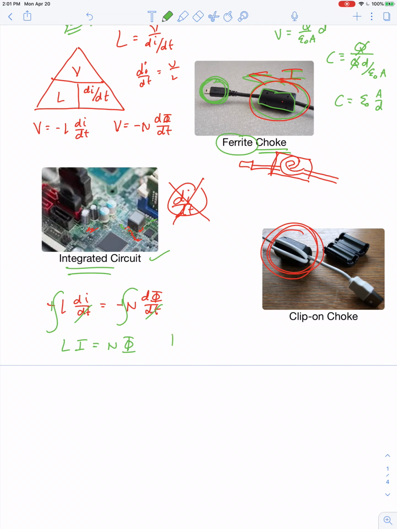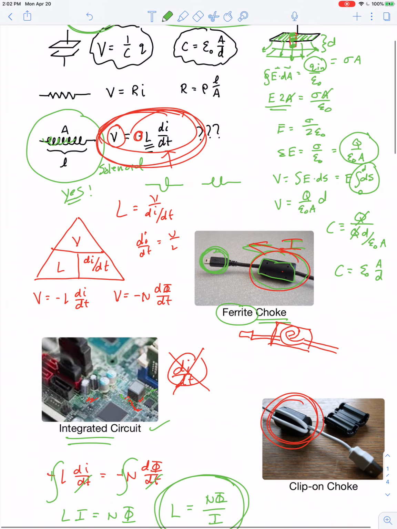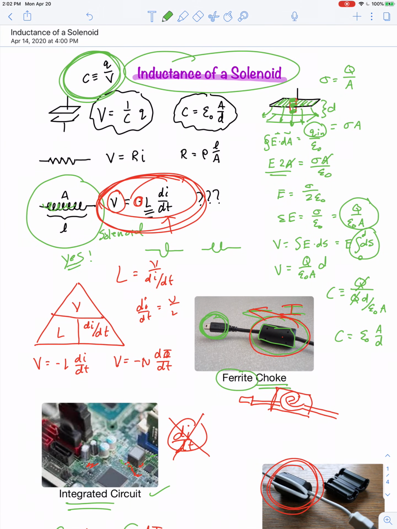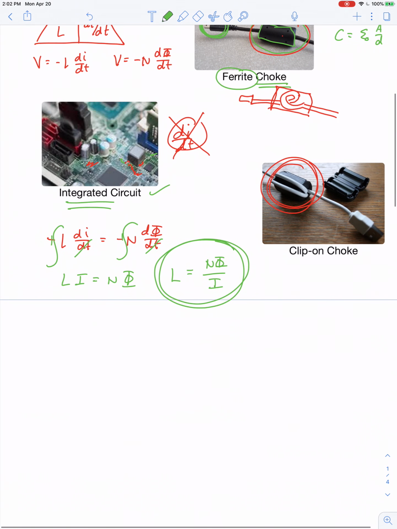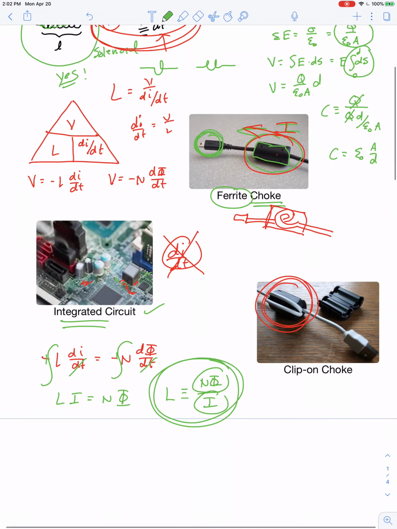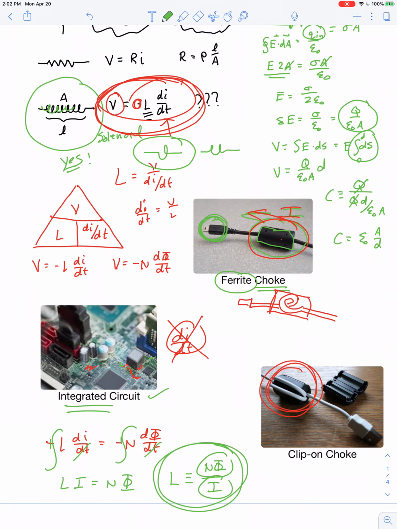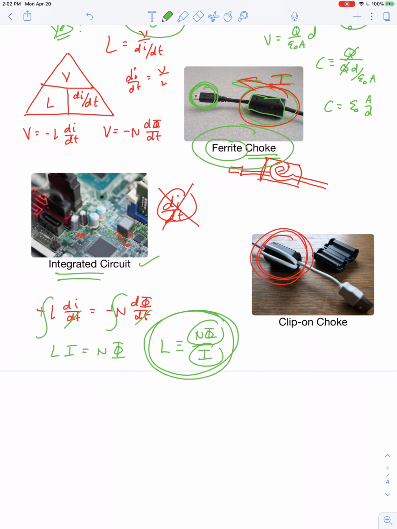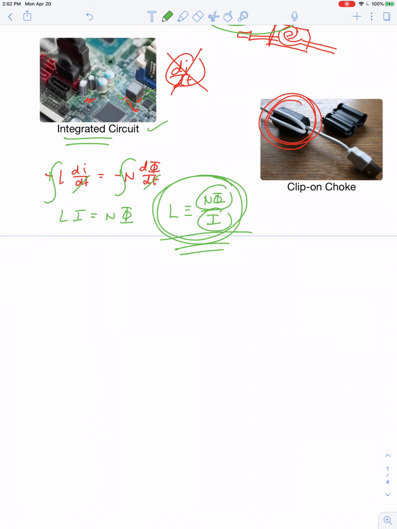So perhaps that's another way that we can figure out inductance. L is equal to NΦ over I. In fact, that's how we'll go about it. So in the same way that we had a starting equation for figuring out capacitance of different shapes, capacitance is by definition a ratio of charge over voltage, we'll say inductance by definition is equal to N flux divided by current. So back to our single loop, which is very much like a ferrite choke. How would we apply this equation?